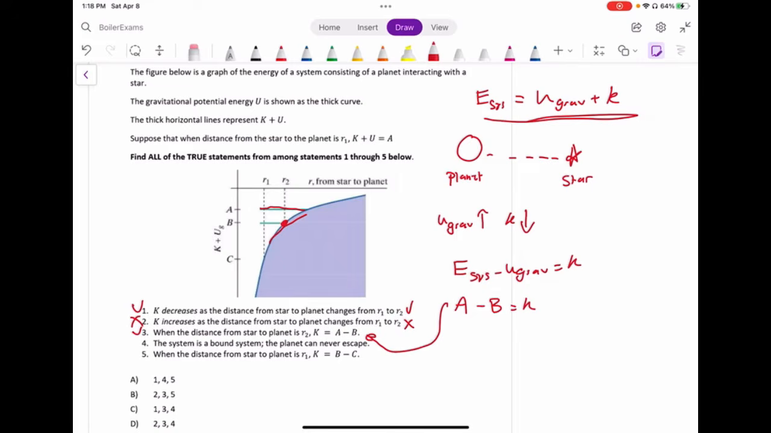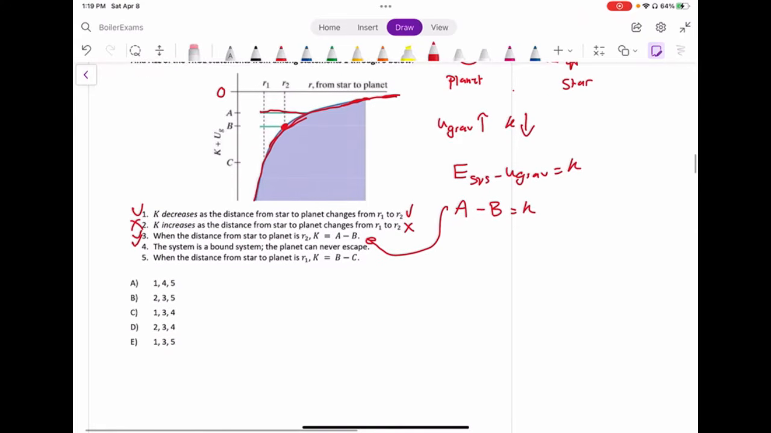The system is a bound system. The planet can never escape, which, if we look at our potential energy here, looks like this is tangential to 0 here. So we're always going to have a non-zero potential energy, which means that's true. So we got 1, 3, and 4. Therefore, we know it has to be C, which is good.